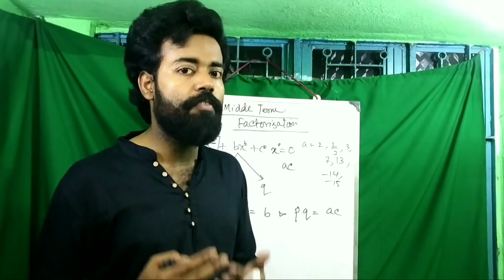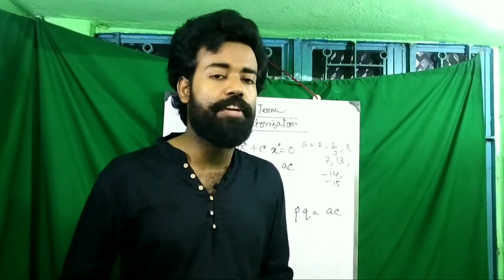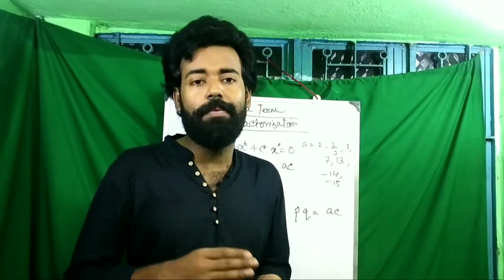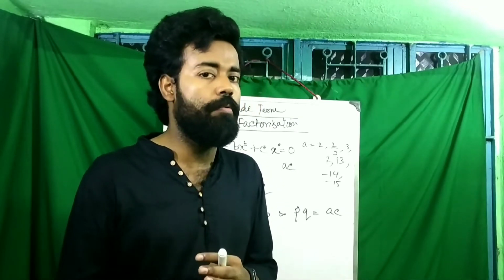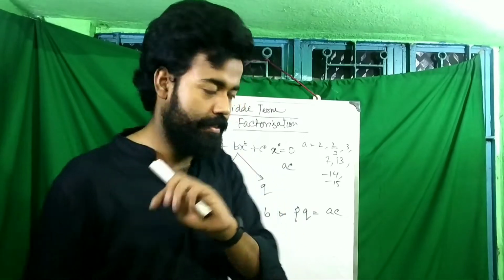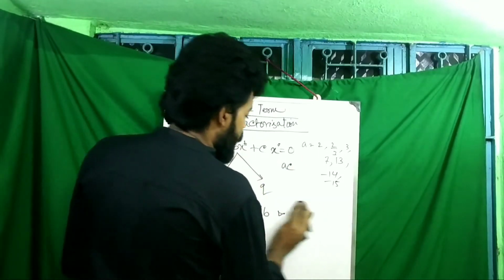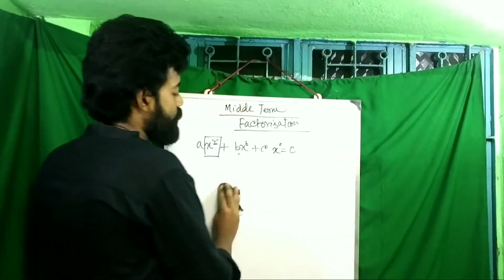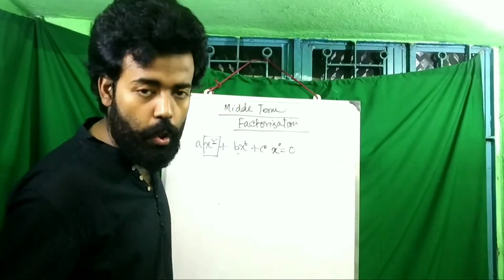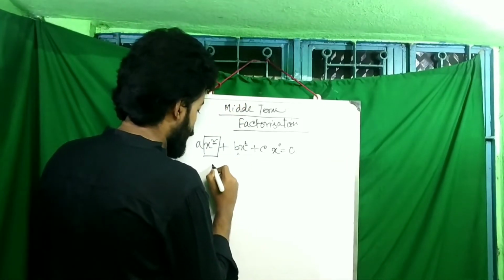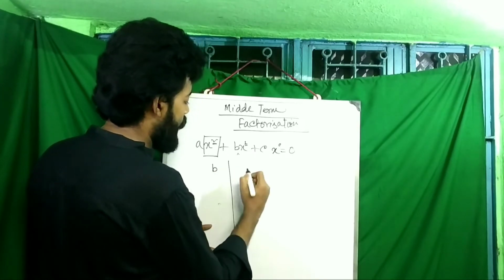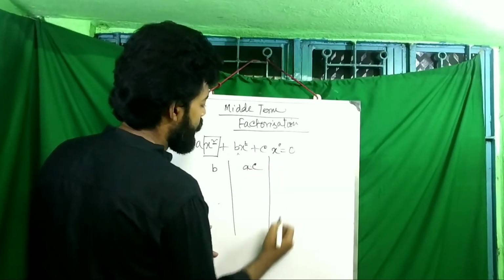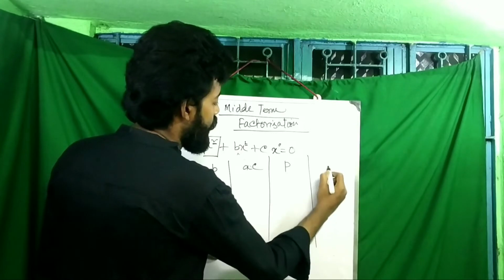Okay students, now I will tell you a trick which will help you all to understand what will be the value of p, what will be the sign of p and q. Means they will be plus, or one will be plus, one will be minus, or both will be minus. So see, here I am making a table. All of you follow the table carefully. It will be very helpful to you all. So let us make a table here B, and here AC, here P, here Q.